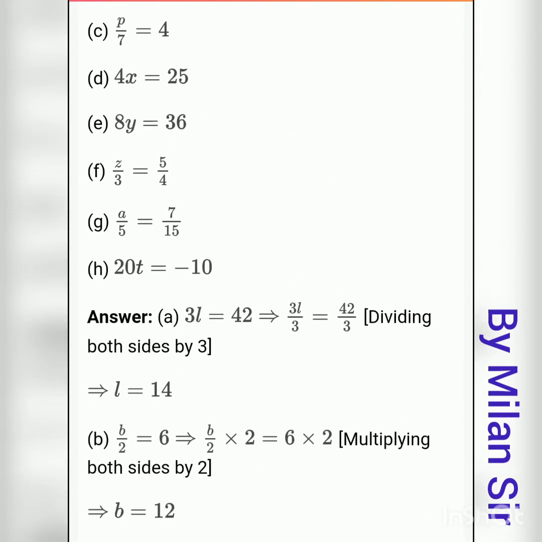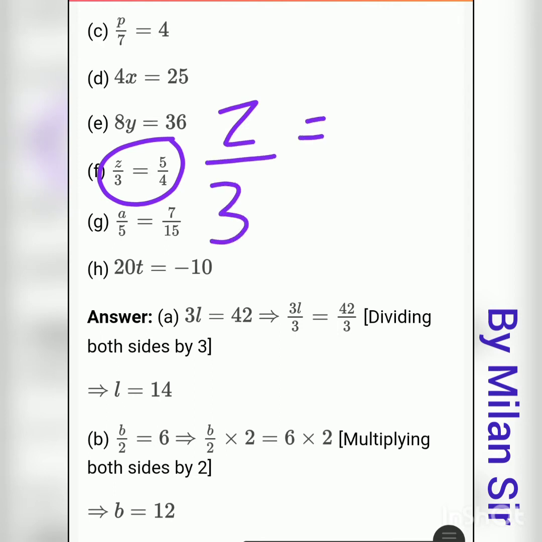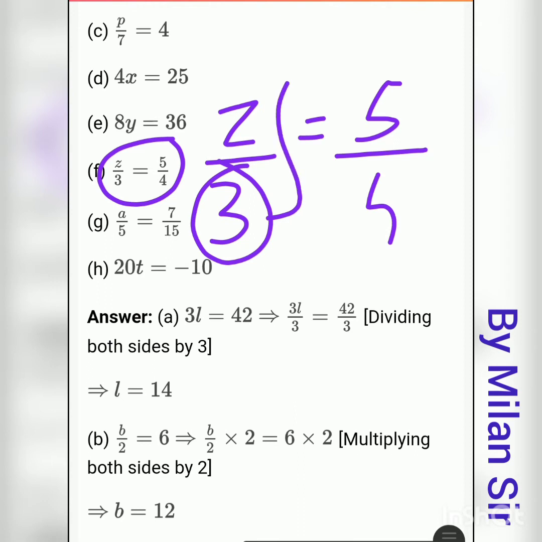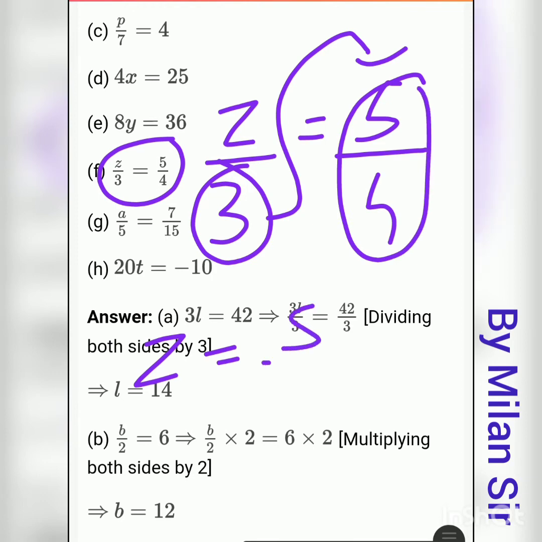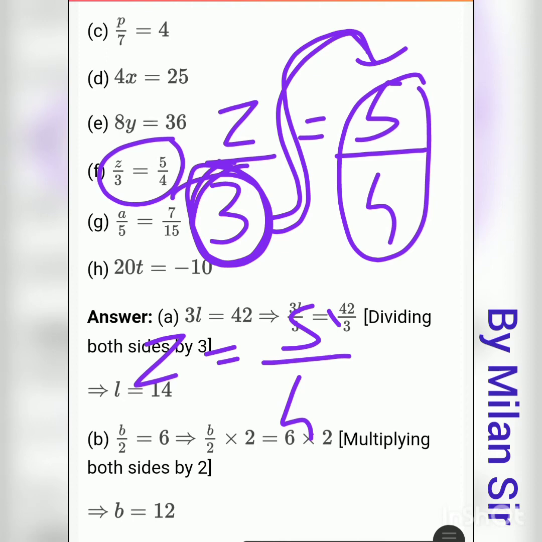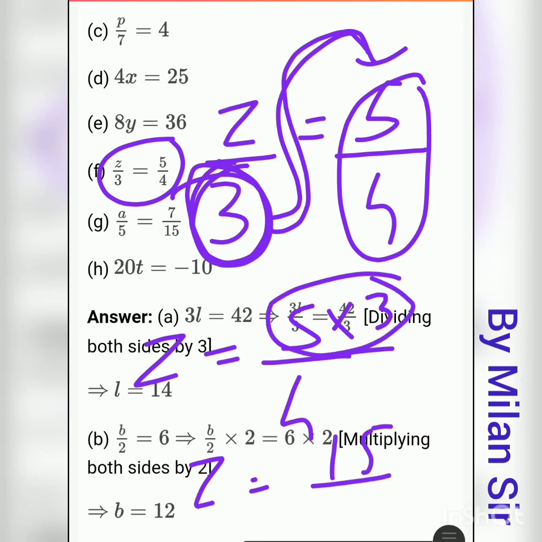Next, z by 3 is equals to 5 by 4. If we transfer this denominator to the right hand side, it goes to the numerator. So here only z is remaining. First of all, we need to write this side's 5 by 4. Now this 3, if we transfer it to the right hand side, it goes to the multiplication, that means in numerator. Now finally 5 multiply 3, 5 3s are 15 divided by 4, so z is equals to 15 by 4.